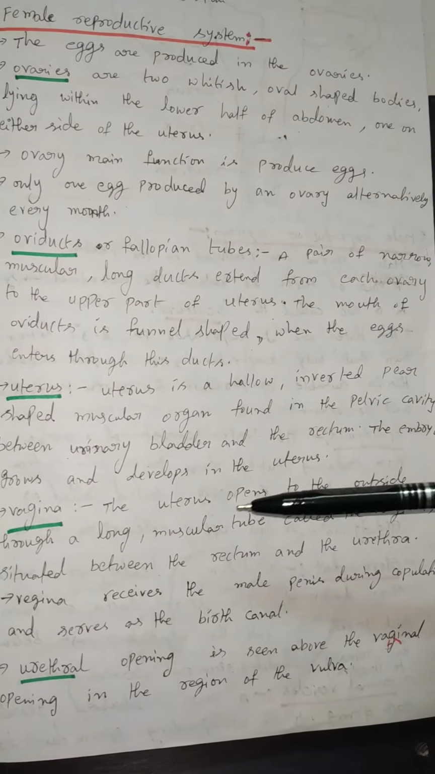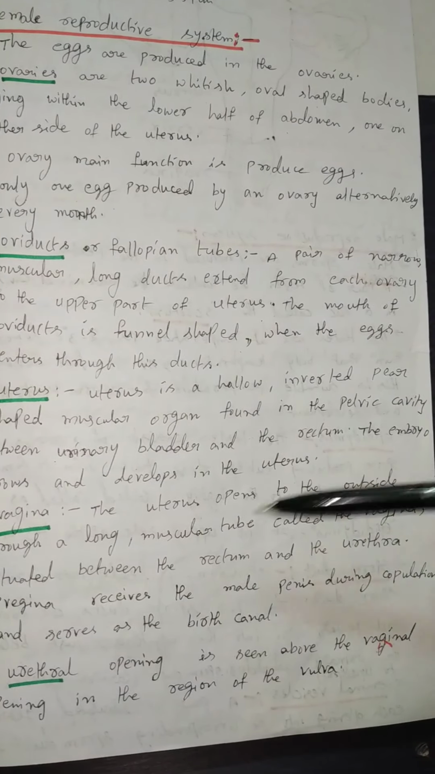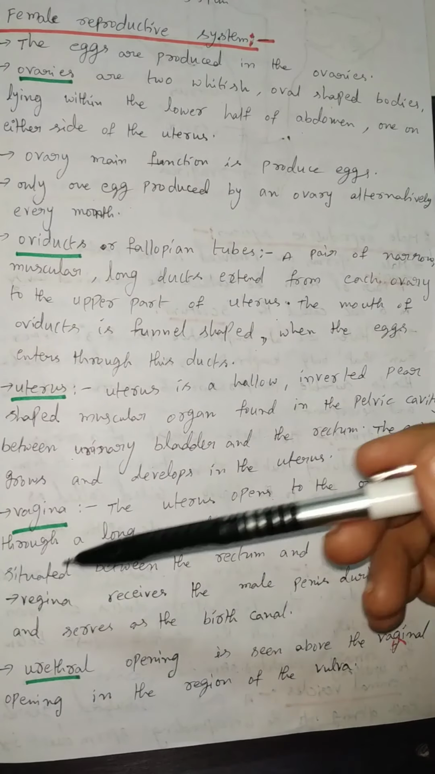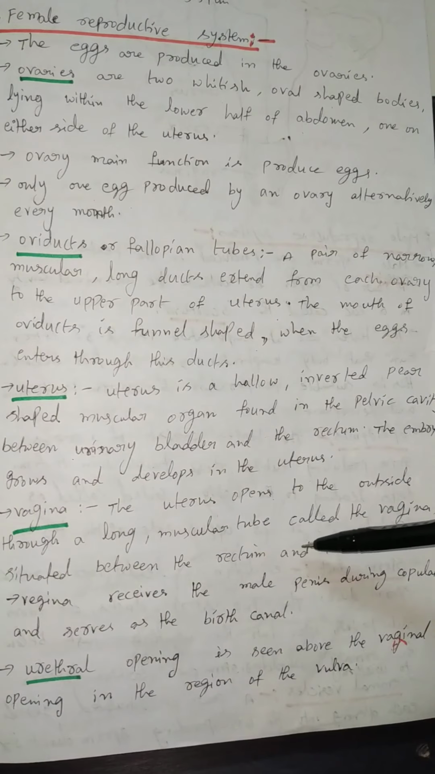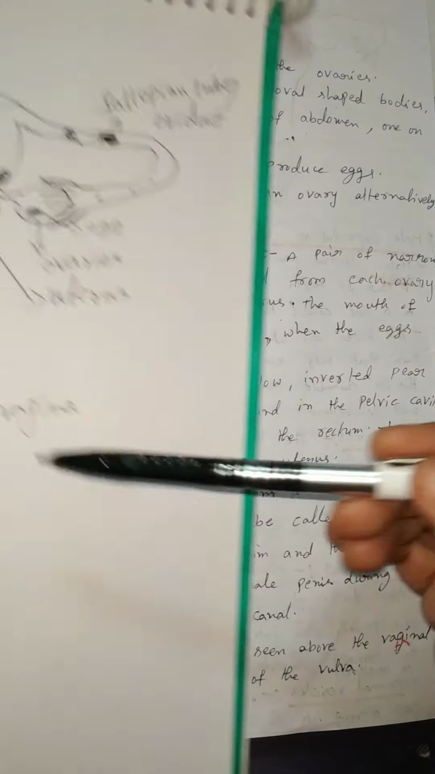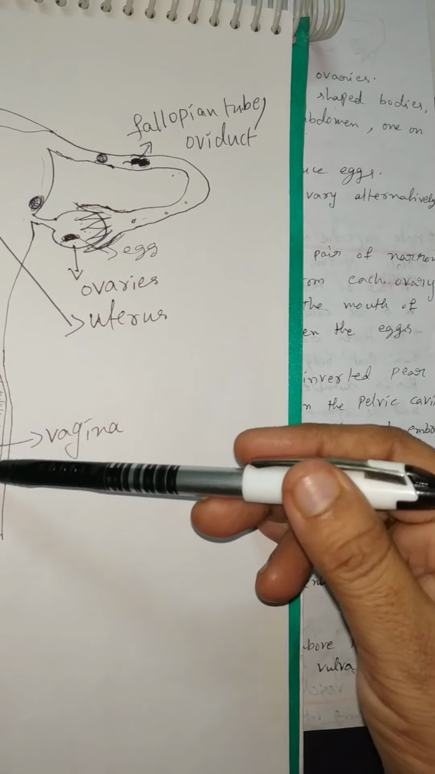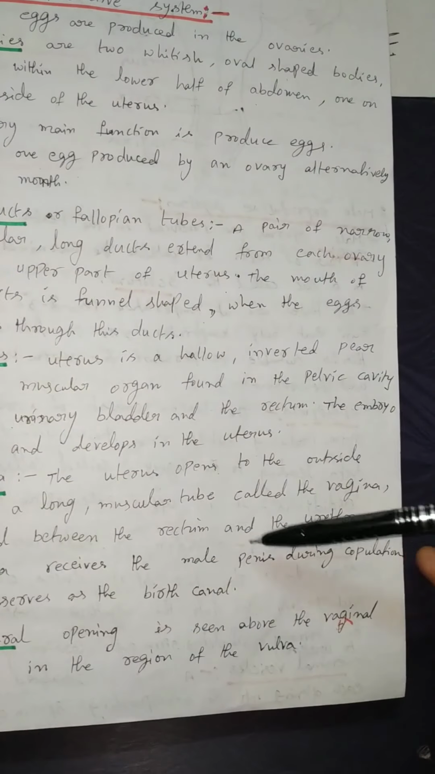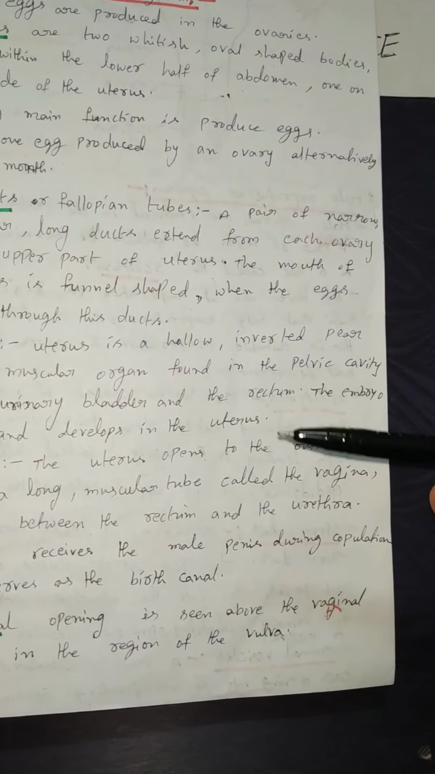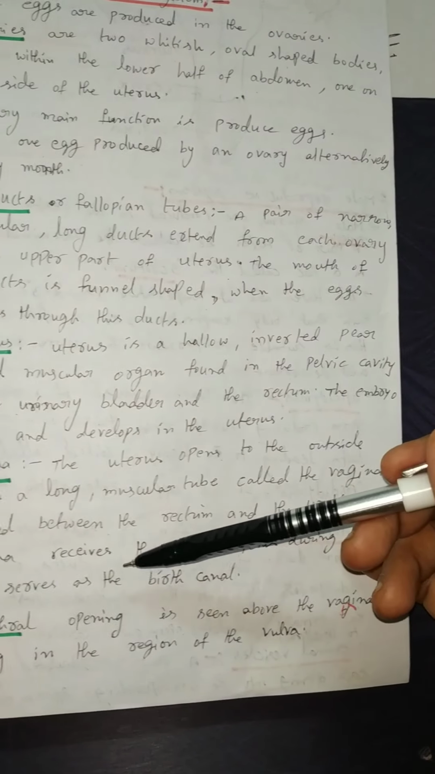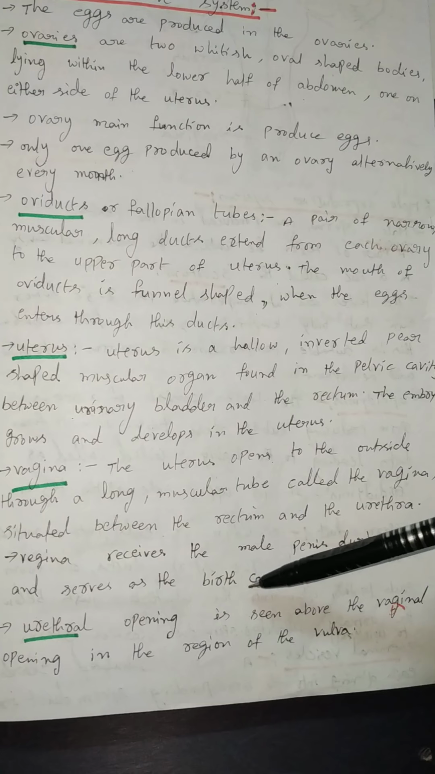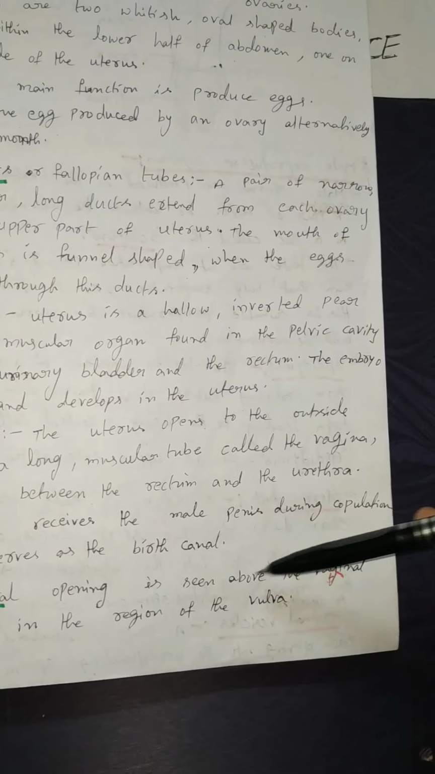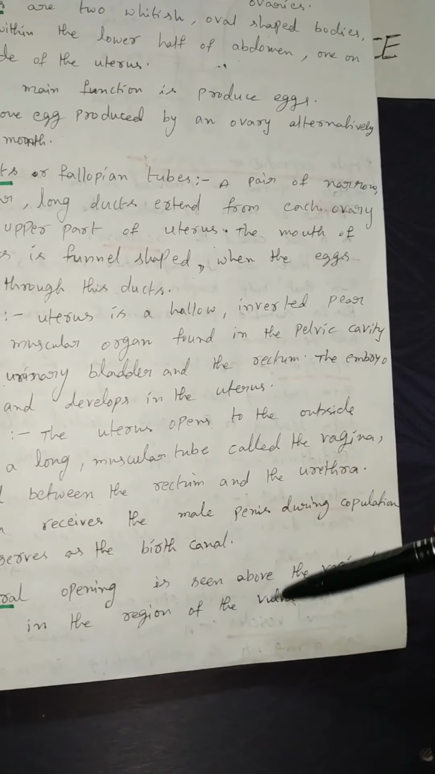Next, vagina. The uterus opens to the outside through a long muscular tube called the vagina. It is situated between the rectum and urethra. This is the vagina. Through this vagina, the sperms enter. The vagina receives the male penis during copulation, receives the sperms, and serves as the birth canal. The urethral opening is seen above the vaginal opening in the region of the vulva.